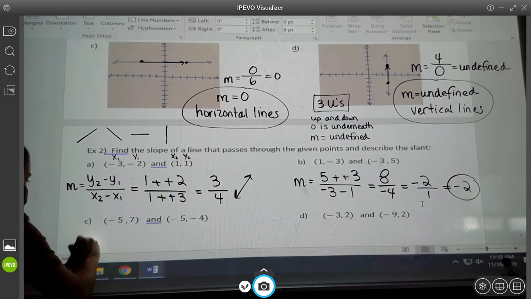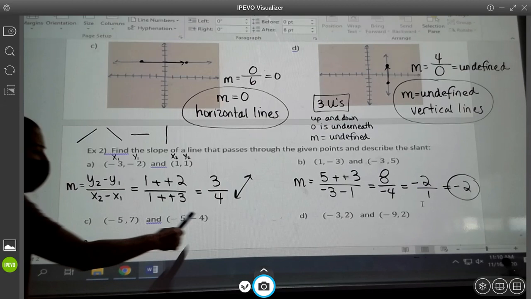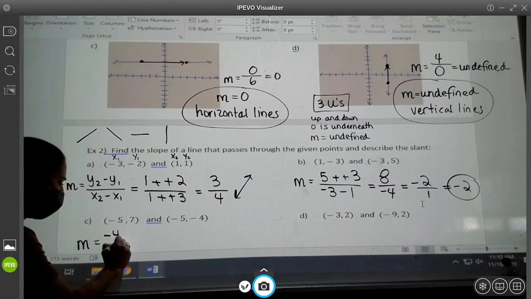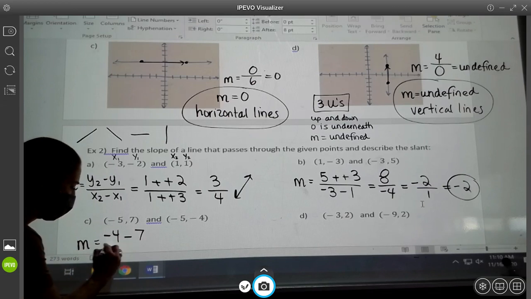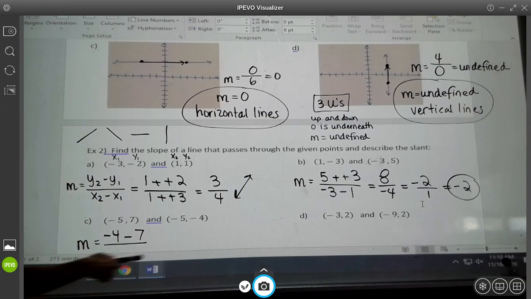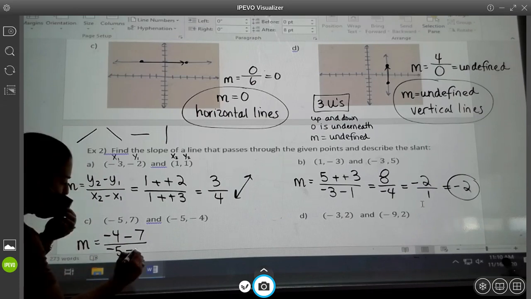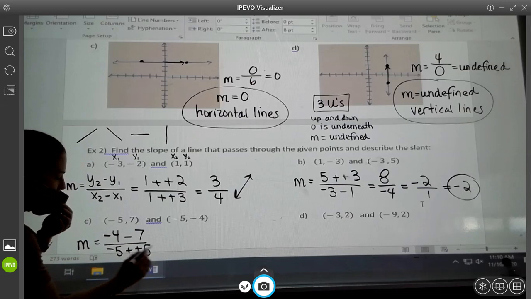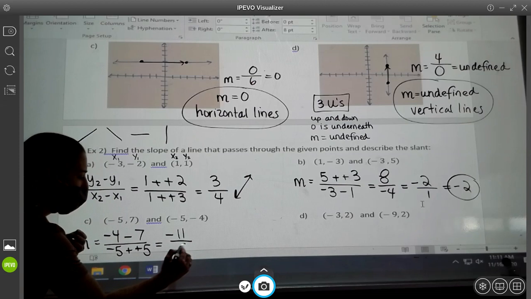All right, so the slope will be change in y over change in x. So let's get our y2, -4, and subtract y1, which is 7. Over, go back, get x2, -5. Am I still on camera? Yep. Subtract -5, which is going to turn to a plus. So I end up with -11 over 0.